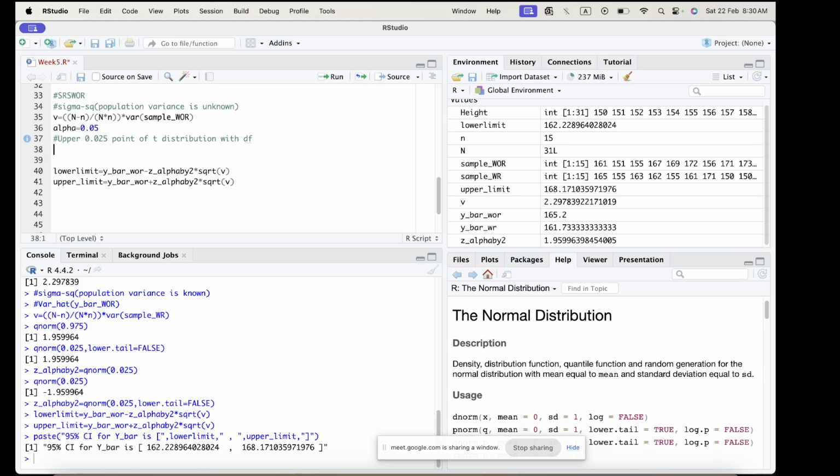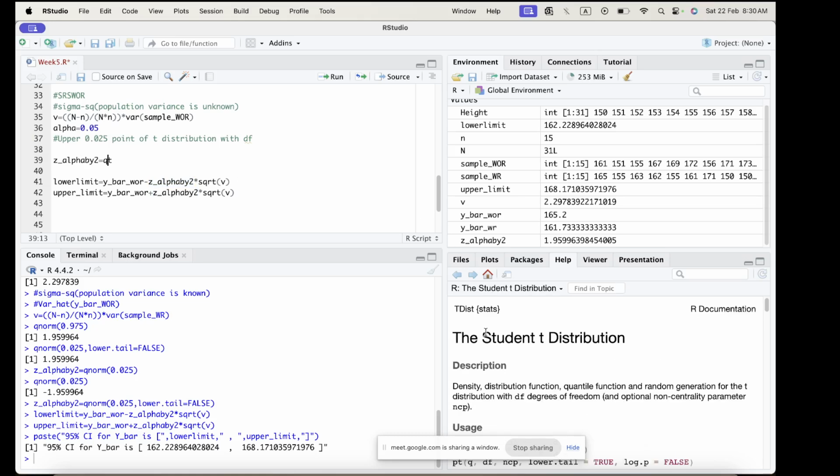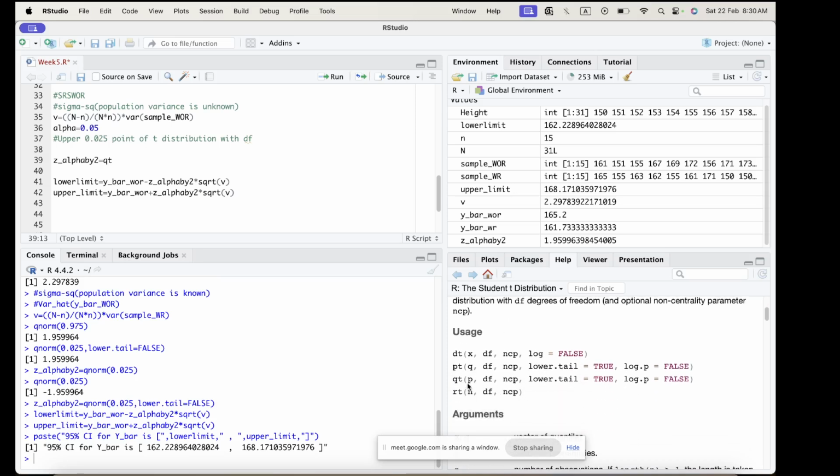Okay, so if I have to do this, there I wrote qnorm. So here I am going to write Z alpha by 2 as qt. Okay, and here if I write qt, I have to specify the probability. So let me just write 0.975.